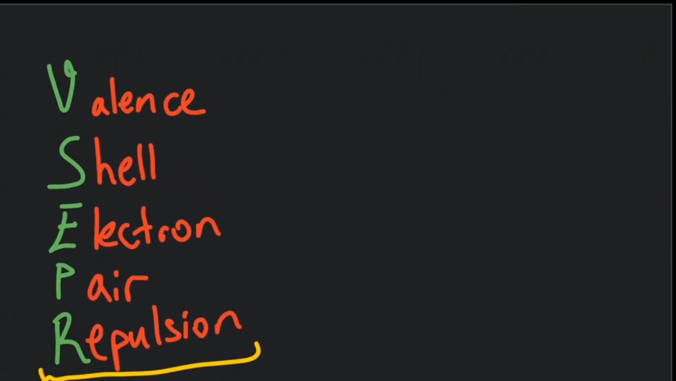Valence shell electron pair repulsion. The valence shell, as you remember, contains the valence electrons, and electron pairs are the bonding pairs and the lone pairs. There are interactions between the bonding pairs and lone pairs, and this model tries to understand the shape of the molecule by using the repulsion.